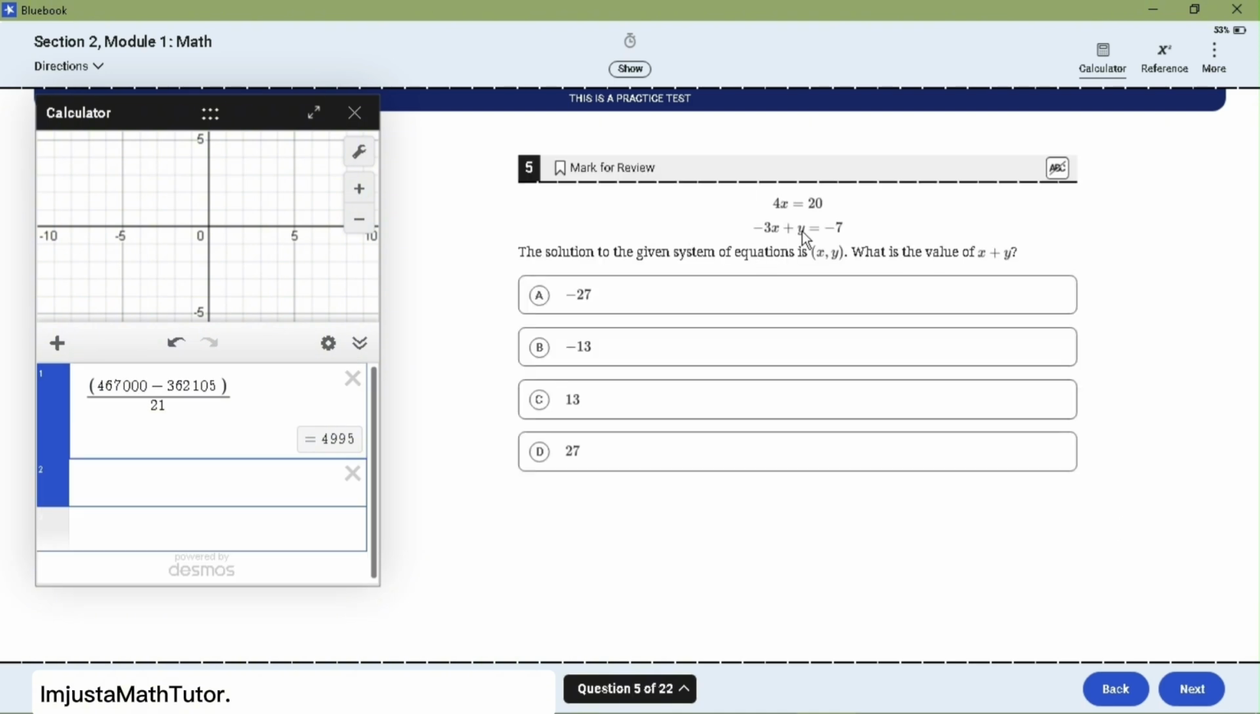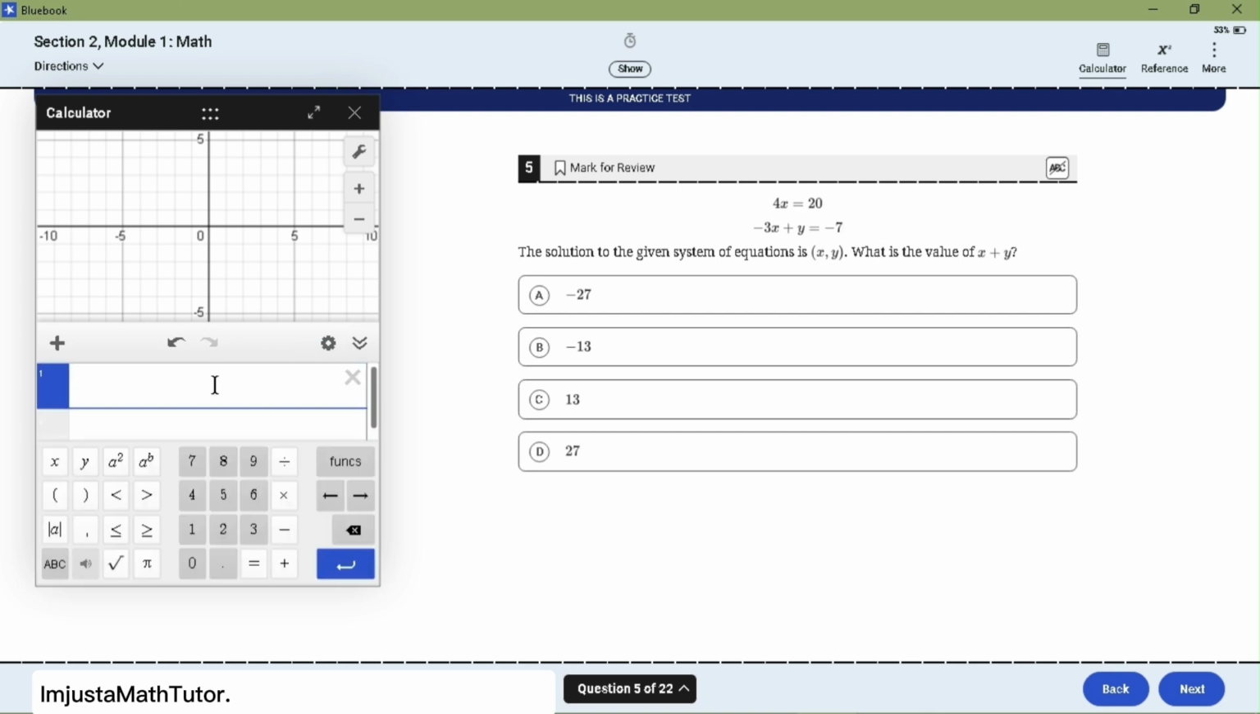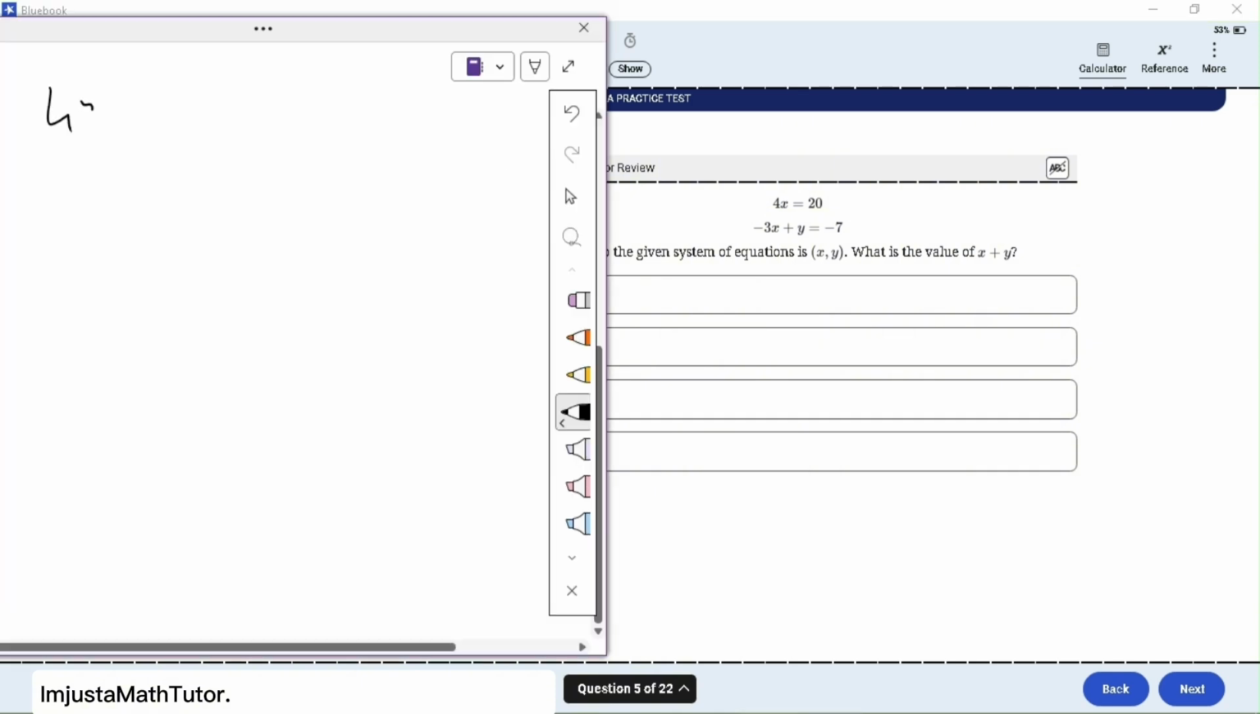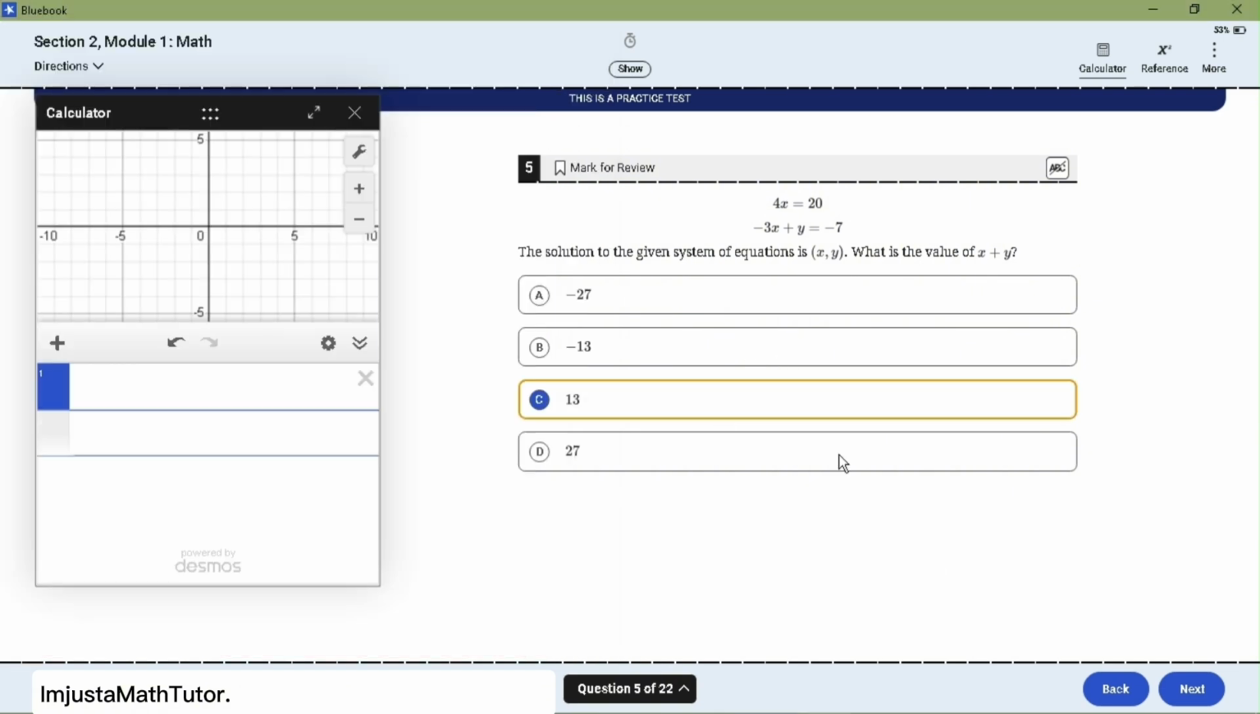In the given system of equations, what is the value of x plus y? The key here to do it fast is to notice that minus 3x plus 4x equals x. So we just have to add the two equations, and we get x plus y equals 20 minus 7, which is 13. So our answer is 13, which is C.